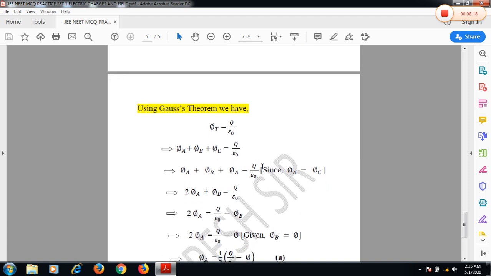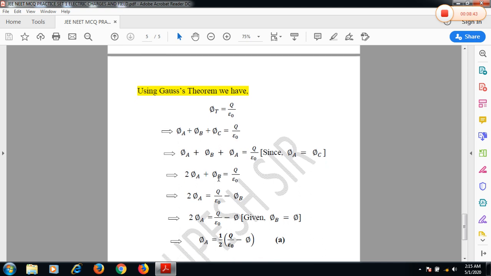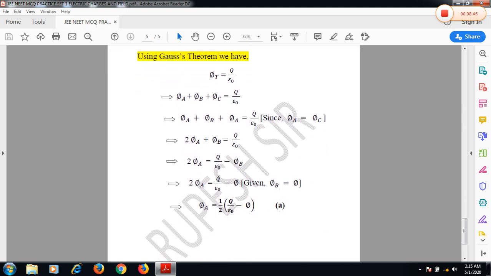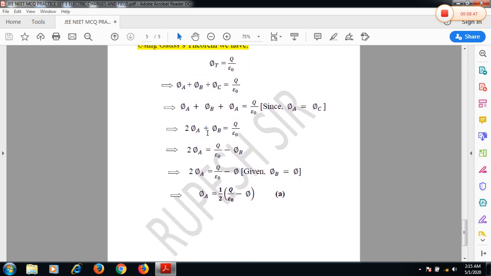Let me assume both are the same, and we put phi C equals to phi A, and we have phi A plus phi B plus phi A equal to q by epsilon naught. Okay, students, so we have 2 phi A plus phi B equals to q by epsilon naught from the previous step. Now we get 2 phi A equals to q by epsilon naught minus phi B.